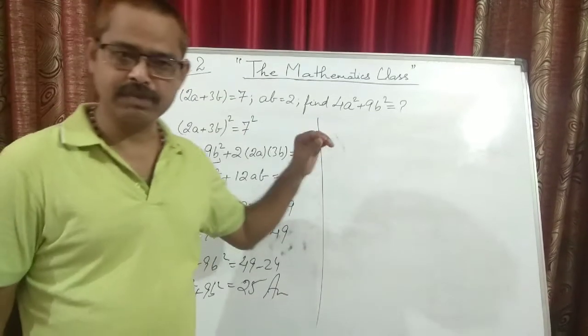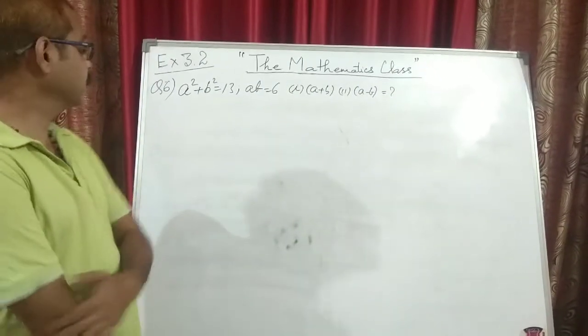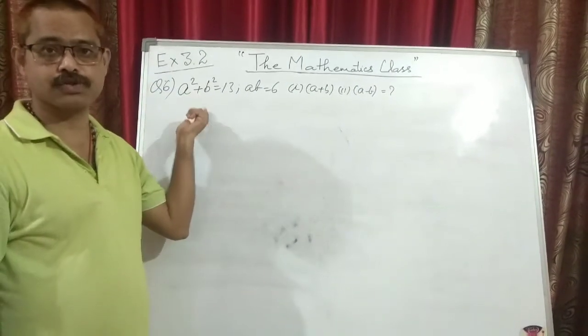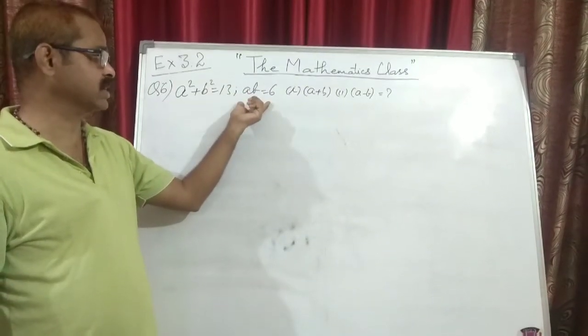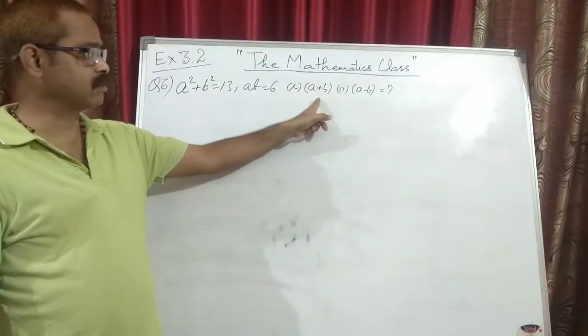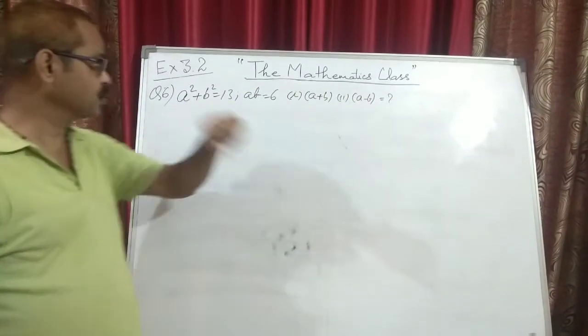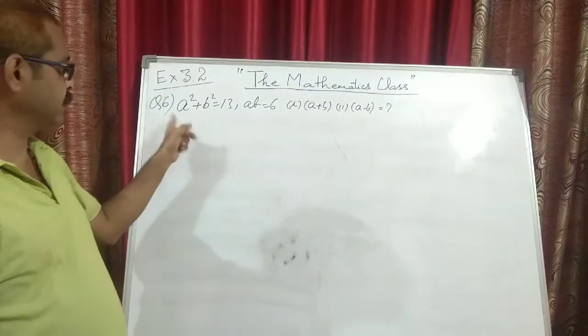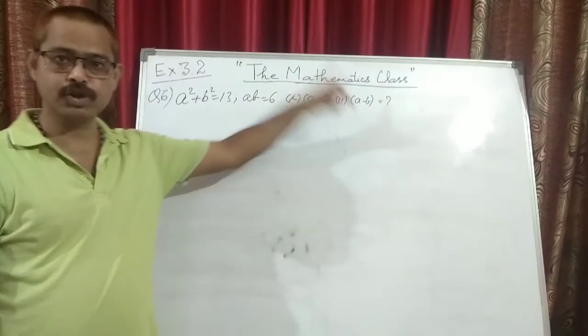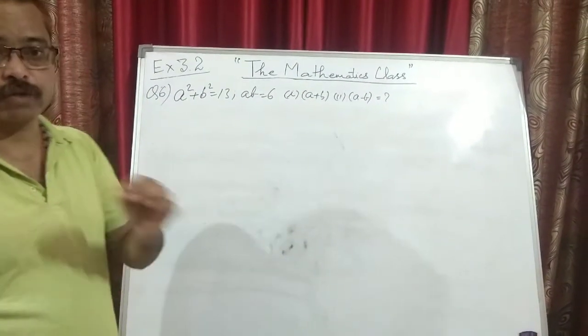Now we'll move on to question number 6. Okay, next question, question number 6, that is a square plus b square is equal to 13, ab is equal to 6. You have to find two values. First you have to find a plus b, and then you have to find a minus b. So you know that a plus b also contains a square plus b square, as well as a minus b also contains a square plus b square in your formula.